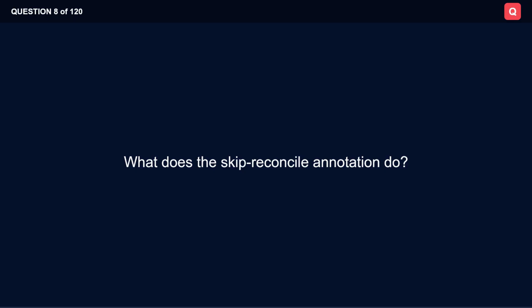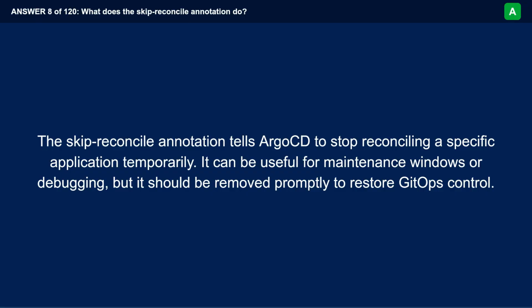What does the skip reconcile annotation do? The skip reconcile annotation tells ArgoCD to stop reconciling a specific application temporarily. It can be useful for maintenance windows or debugging, but it should be removed promptly to restore GitOps control.